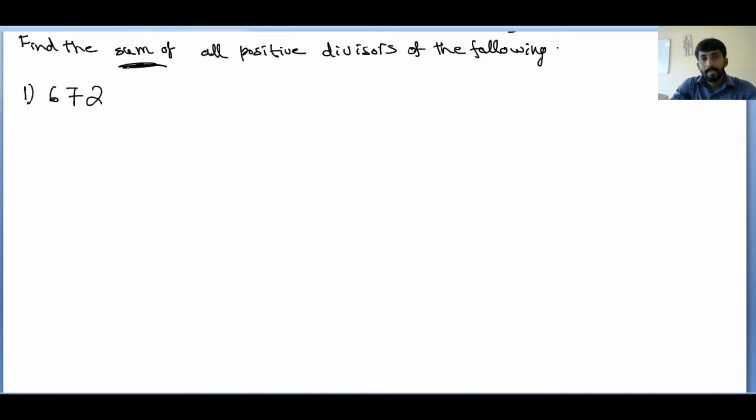Number of positive divisors means you need to calculate Tn. Here the sum of all positive divisors is asked, right? So you need to calculate Sn. First, write the canonical representation of 672.